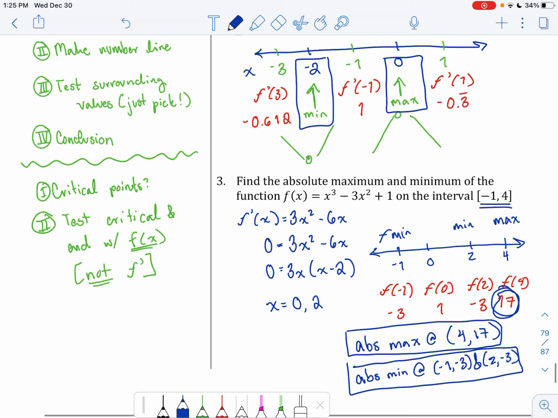So there you go, our different tests for our local versus absolute min and max using our derivative rules. Let me know if you have any questions, and I will get back to you as soon as I can.